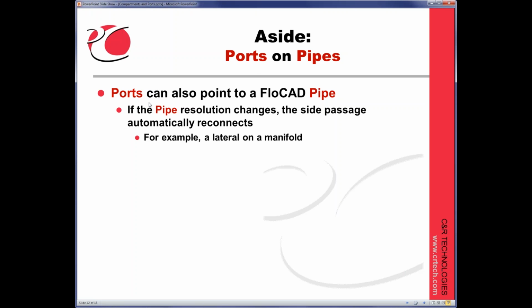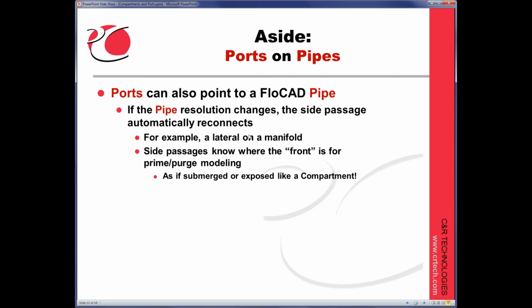Why would you want to do that? Well, if you have pointed to the side of a pipe and said, here is where my opening to that pipe exists, then if the resolution of the pipe changes or the pipe moves, you've still got that hole in the pipe basically where side flow can come and go. So very convenient for a lateral on a manifold, for example. If you happen to be familiar with flat front modeling or prime purge modeling, side passages actually know where the front is within the pipe. So in some ways, it's kind of like a mini compartment, or a long, thin compartment is a pipe.